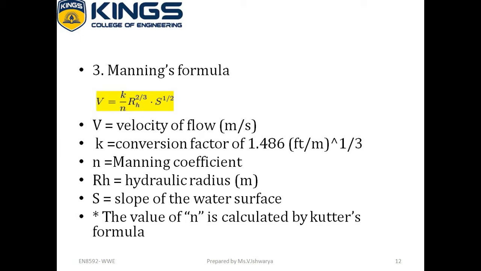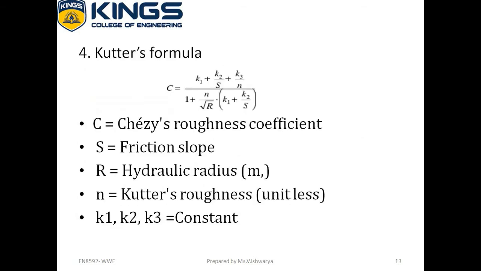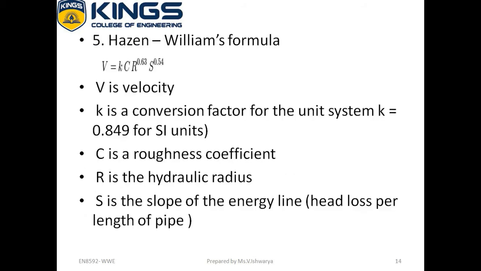The N is calculated similar to Chezy's constant. Here also the N, that is Manning's constant, will be given directly, or else they can give Kutter's formula. In order to find this, Kutter's formula is C is equal to K1 plus K2 divided by S plus K3 divided by N, whole divided by 1 plus N divided by root of R into K1 plus K2 divided by S. Here S is the friction slope, N is Kutter's roughness, and K1, K2, K3 are Kutter's constants.